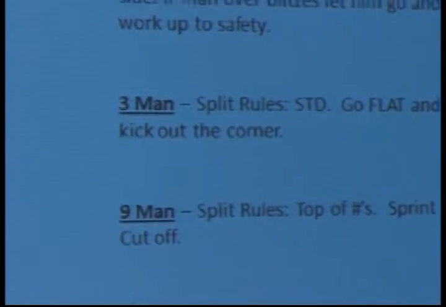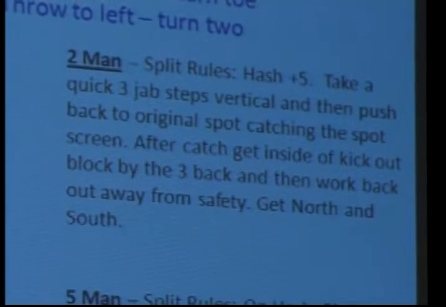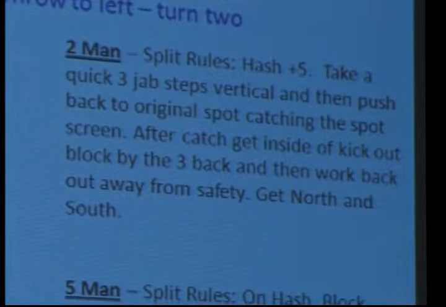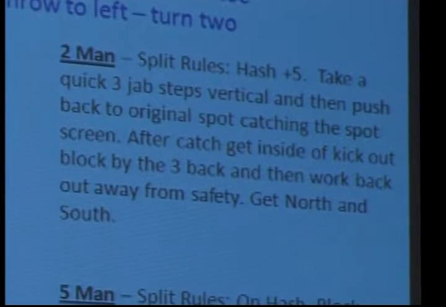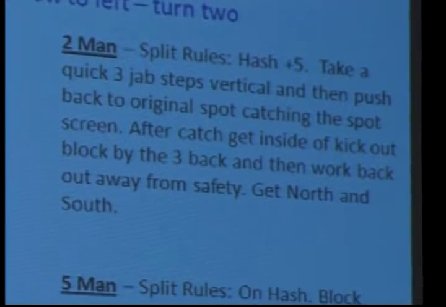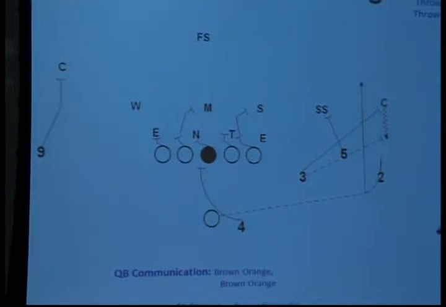The two-man, obviously, he's got to do a great job. Two-man's got to split rules or plus five from the hash. Take a quick three, jab step, again, if it's off coverage, and then push back to the original spot, looking to catch the ball and get back into the tunnel, looking to get back into where the block is occurring and splitting the seam right here.